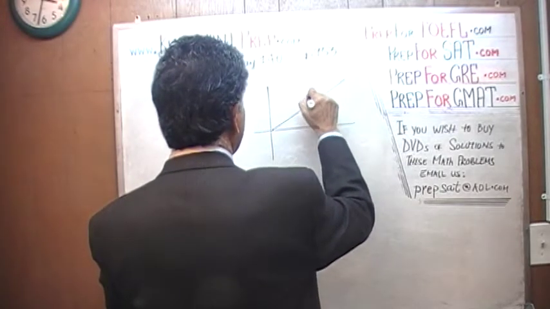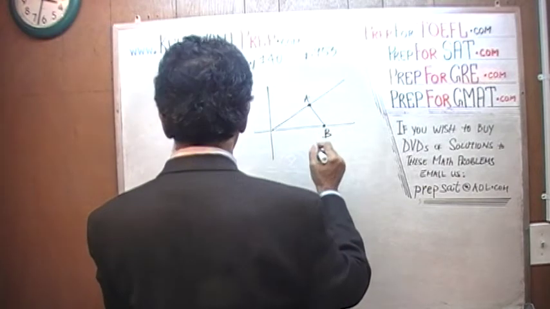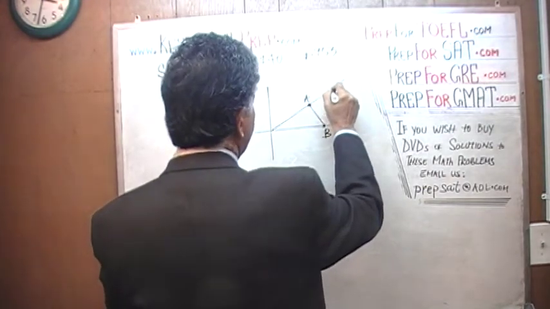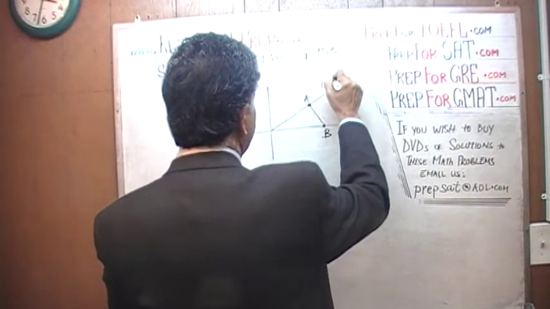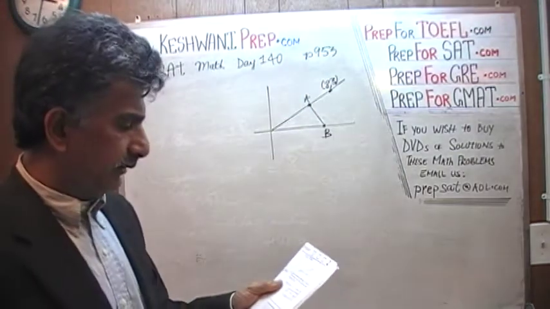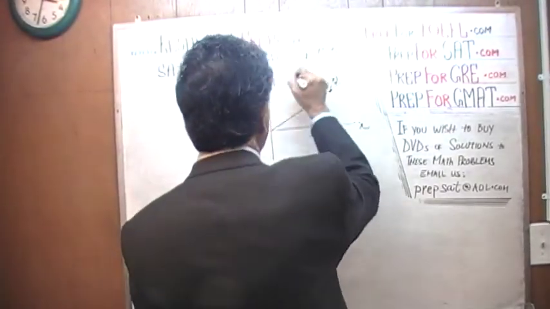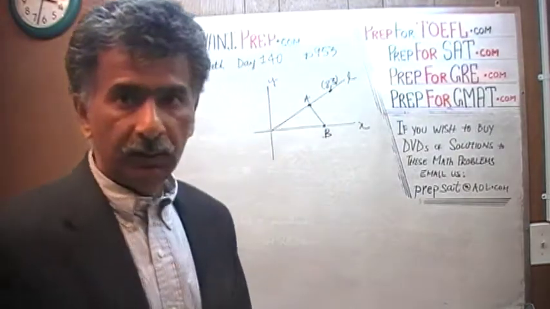Here is point A, here is point B, and here is a point that is (8, 3). We are told the coordinates of that point are (8, 3). And here is your x-axis, your y-axis, everything, and this is what they're calling line L.